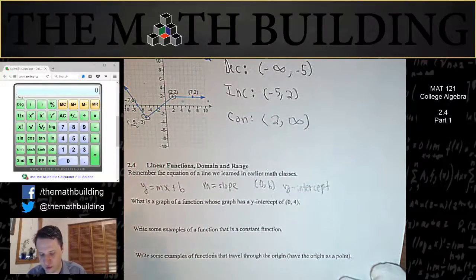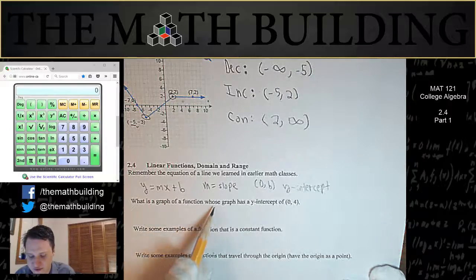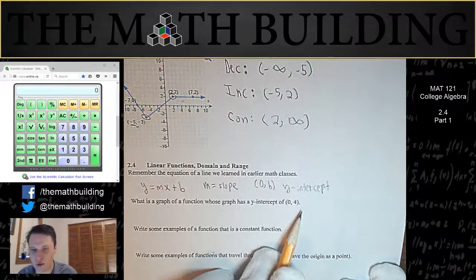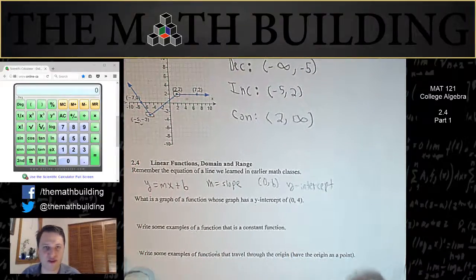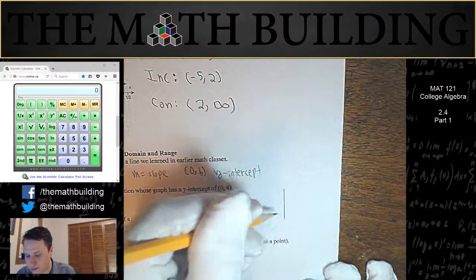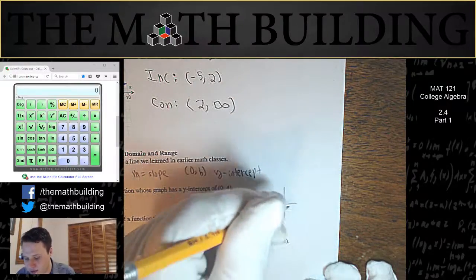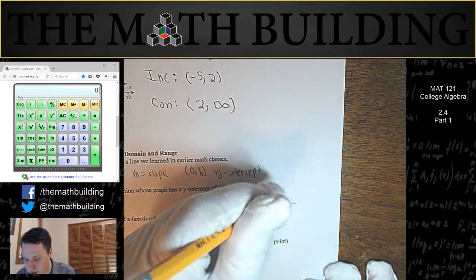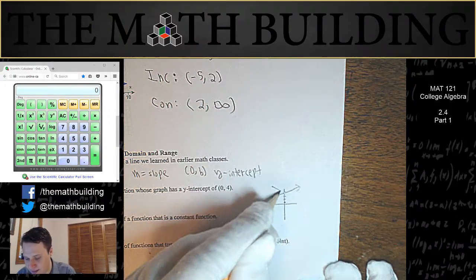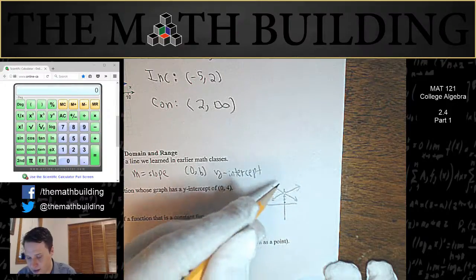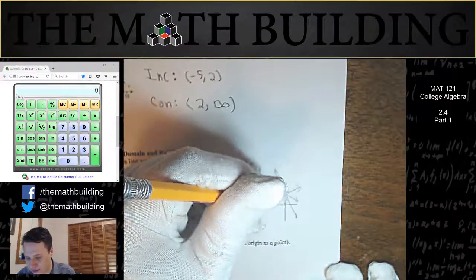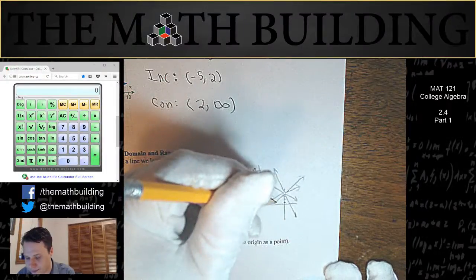So let's look at this first question. What is a graph of a function whose graph has a y-intercept of (0, 4)? Well, there's lots of possibilities, actually. Basically, what they're asking for is a line that crosses through the point (0, 4), which is right here. So here's a line that does that. Here's a line that does that. Here's a line that does that. In fact, there's an infinite number of lines that cross through the point (0, 4).